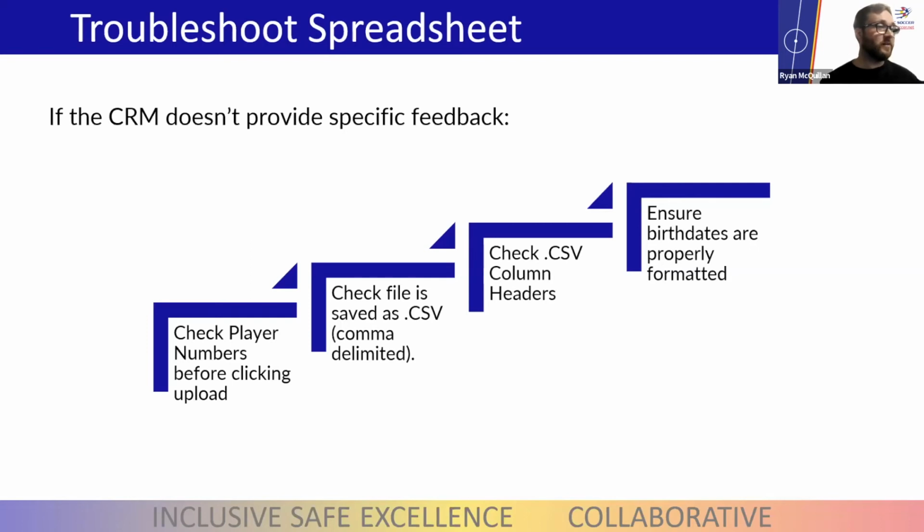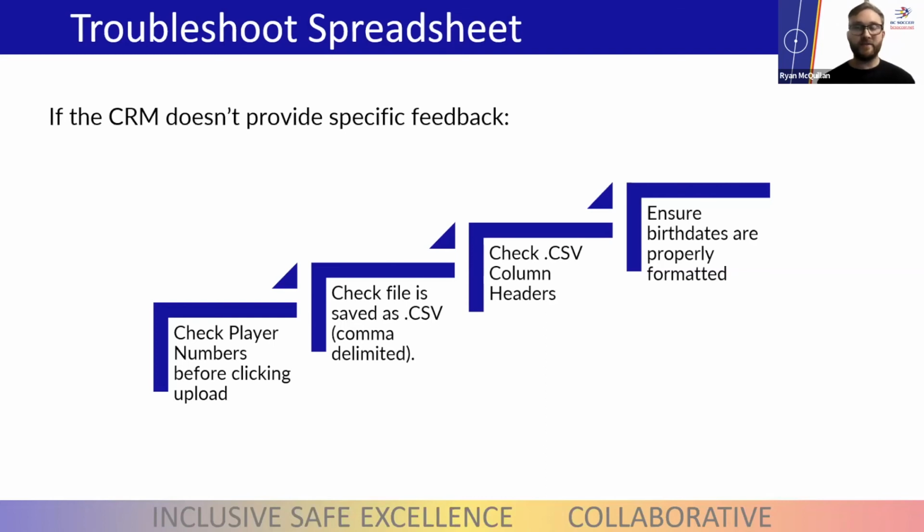Check to see that the file is saved as a .csv, delimited. This gets a lot of organizations who are trying to upload Excel spreadsheets. It won't be accepted. Check the CSV column headers. Again, this is a very common issue. And if you're not sure if you have it right, what I suggest you do is you take the template that's been sent by BC Soccer prior to the registration deadline and copy and paste the headers over what you have. And then ensure that birth dates are properly formatted.